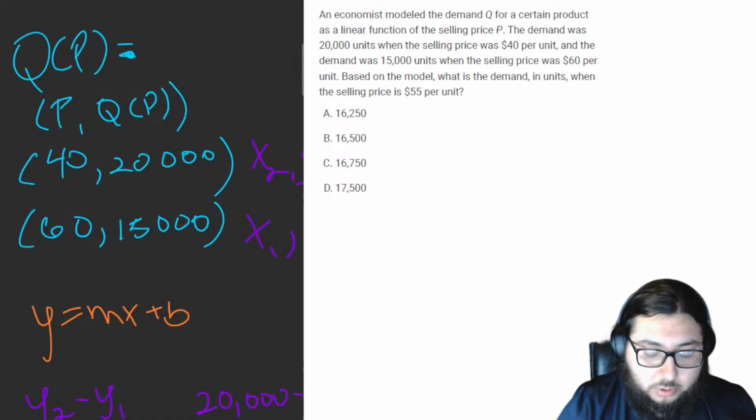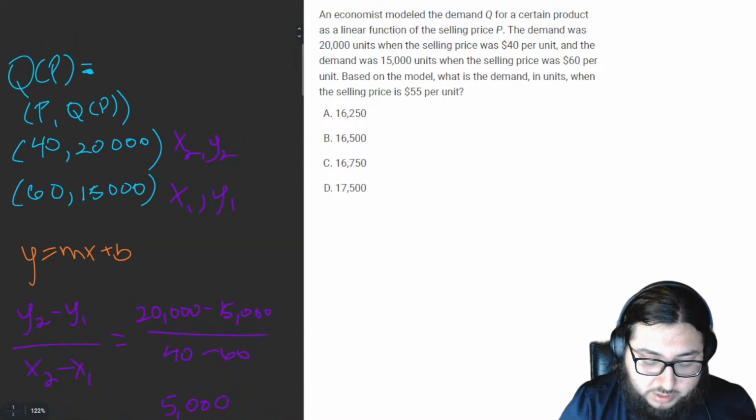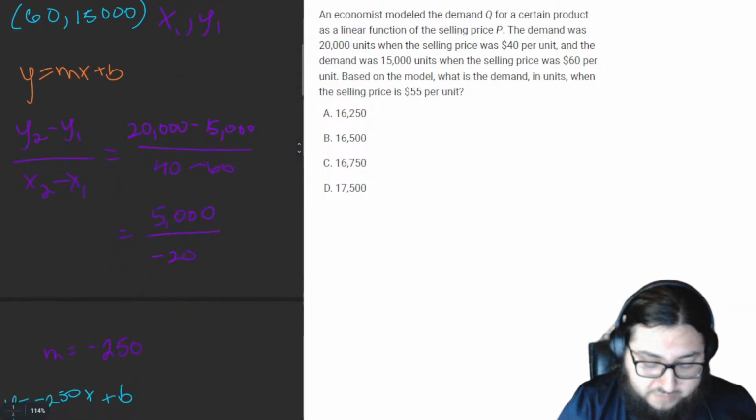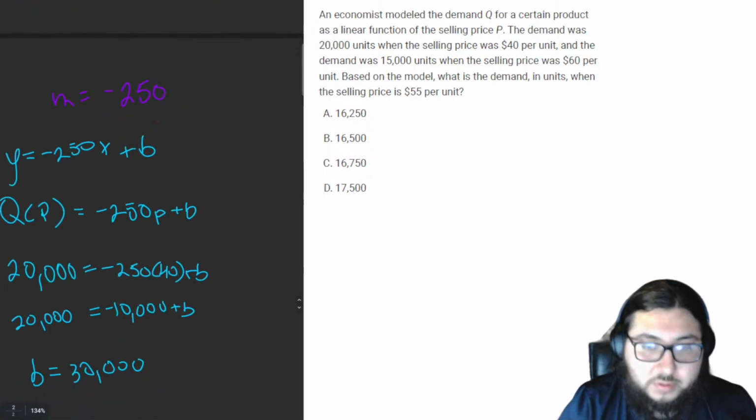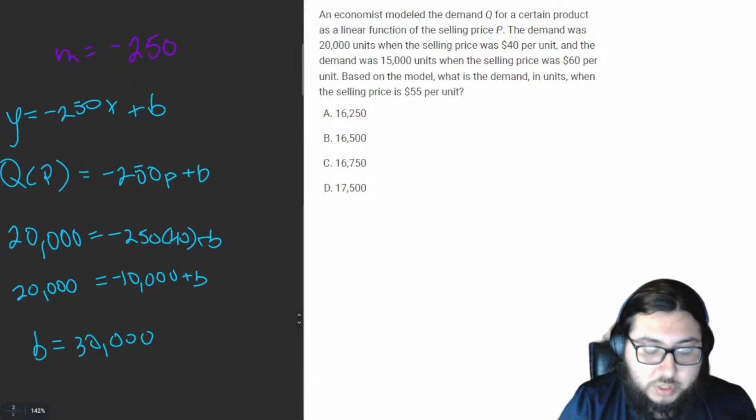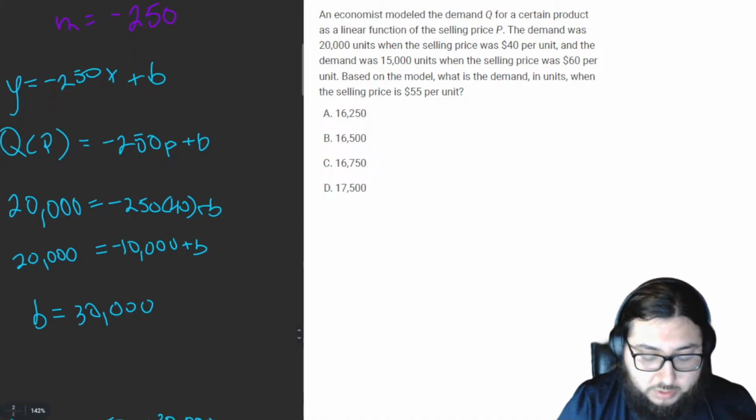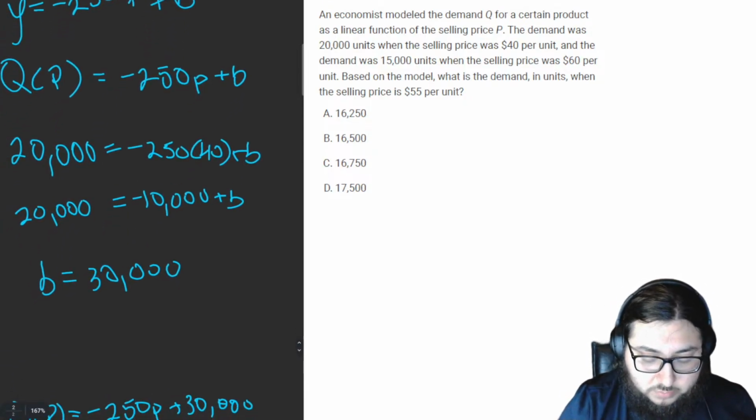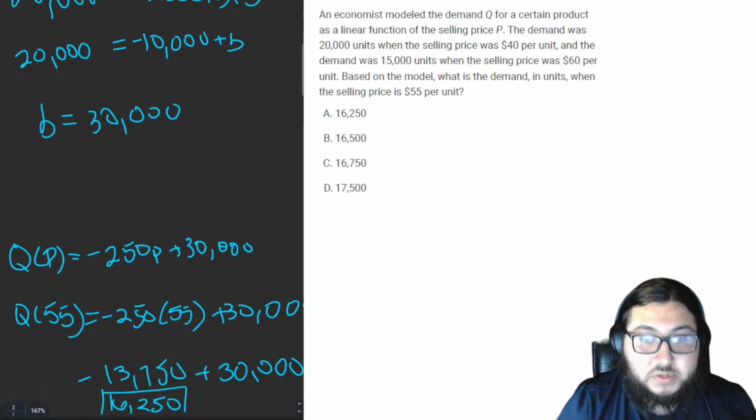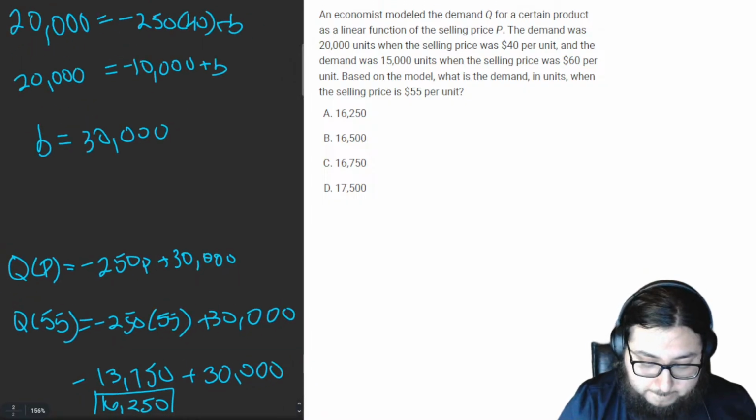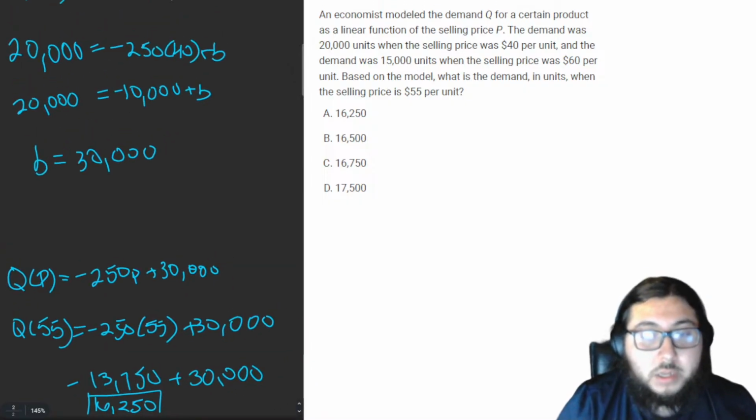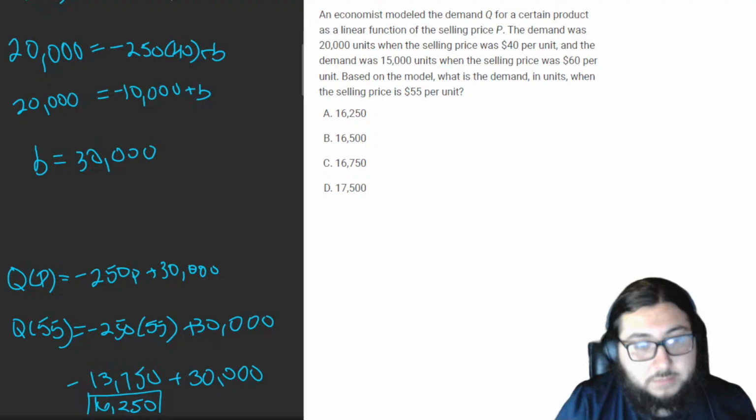And then with our ordered pairs, we can use them to calculate our slope. After calculating our slope, we can use one of the two ordered pairs, either one, it doesn't matter which, to calculate the y-intercept, which is b. So we plug in one of our ordered pairs, solve for b, and we get 30,000. Using this linear function, we then substitute $55 per unit to be p and solve for q of p, which we got to be 16,250.